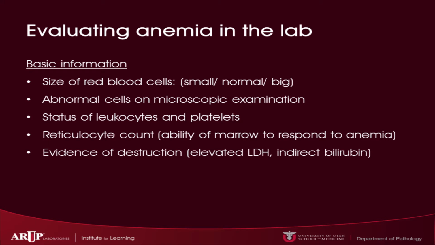A reticulocyte is basically a precursor of red blood cells. In the peripheral blood circulation it remains only for about 24 hours and then develops into a mature red blood cell. So if the number of reticulocytes is really high in the peripheral circulation, it means that the bone marrow is really functioning to respond to the anemia, and it's churning out a lot of these immature red blood cells into the peripheral circulation.